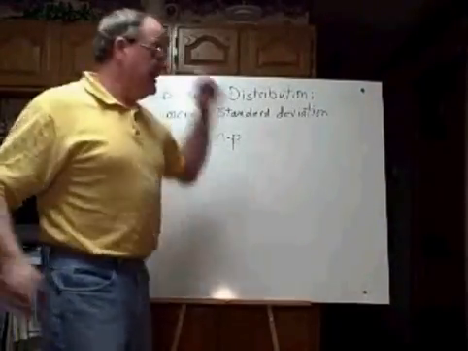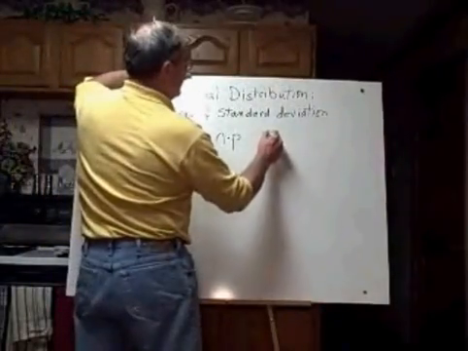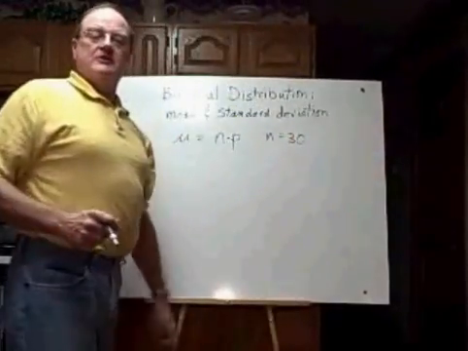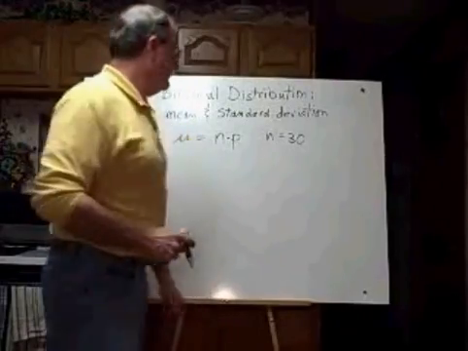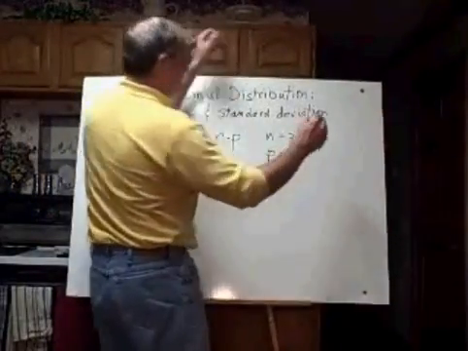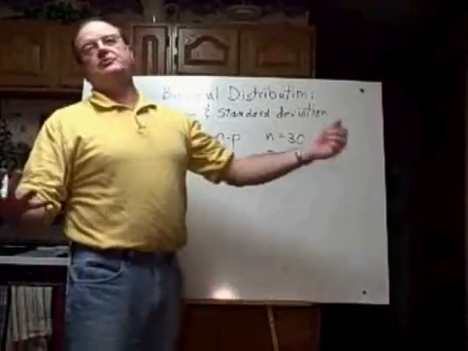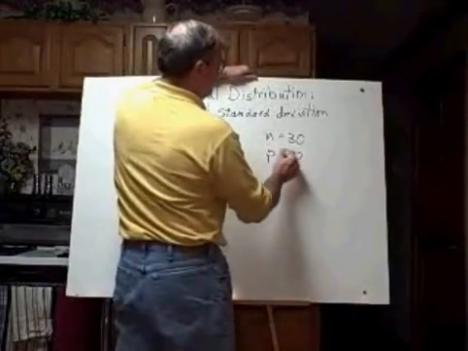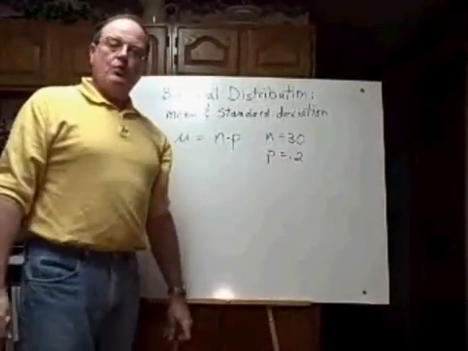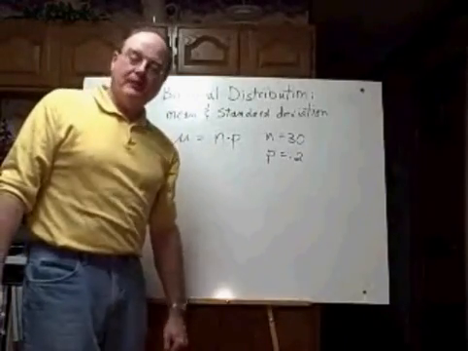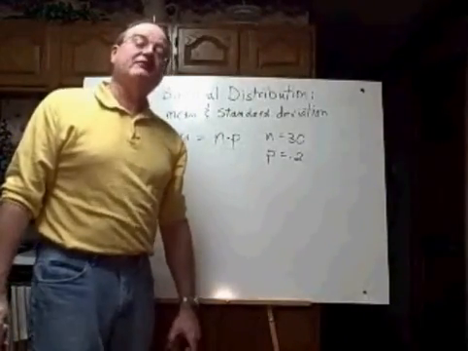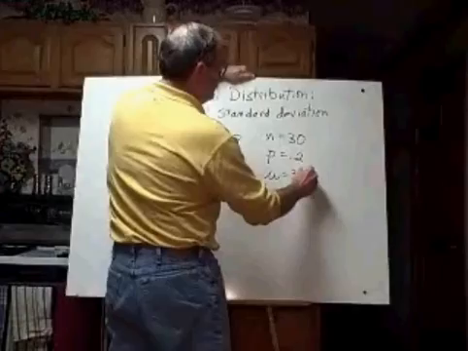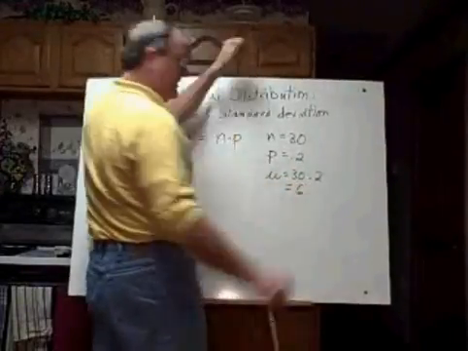Let's do an easy example. Let's say n equals 30. Say we're going to perform 30 trials of something. And let's say the probability of success in one trial is only 0.2. Well, the average or mean number of successes out of 30 is 30 times 0.2, which is 6. There's the mean.